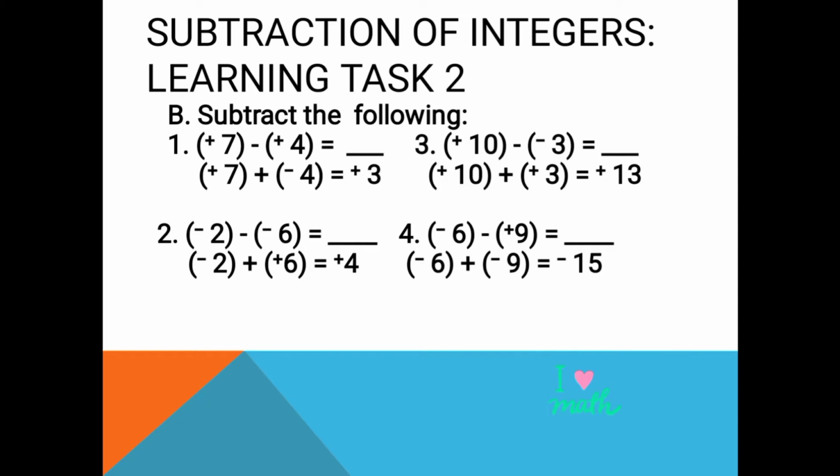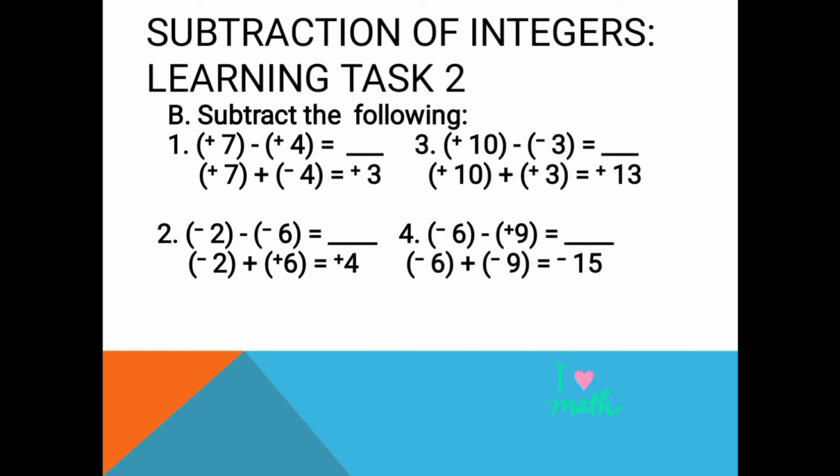Okay, next, number 2. Negative 2 minus negative 6. So copy the first term, negative 2. Change the operation. The minus will become plus. Change the sign of the second term or the subtrahend. Negative 6 will become positive 6. Then proceed to addition. Different sign again. So negative 2 added to positive 6. The result is positive 4. Why? The bigger number has the positive sign. So positive 4 or 4 itself will do. 6 minus 2 is equal to 4. That's why you will have positive 4.